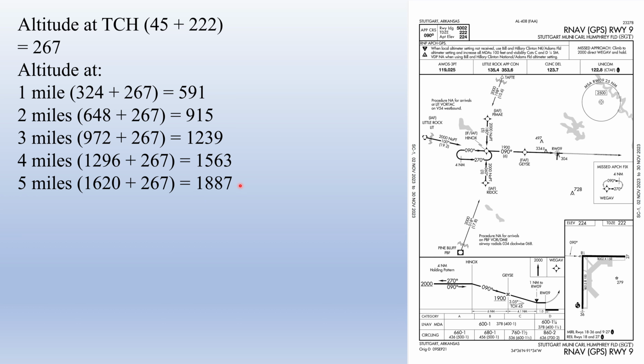If I'm significantly high, that means that I need to adjust my descent rate to have a steeper descent. I need a higher rate of descent to get back on that vertical angle.